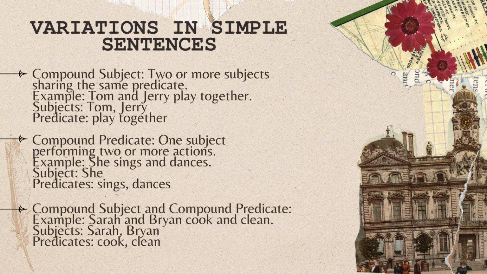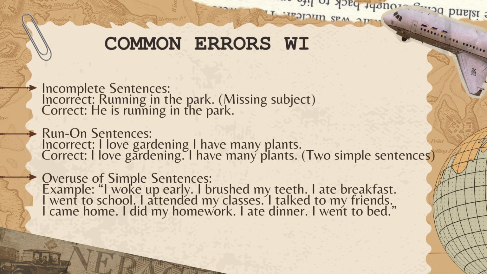Compound subject and compound predicate. Example, Sarah and Brian cook and clean. Subjects, Sarah, Brian. Predicates, cook, clean. Even simple sentences are simple.